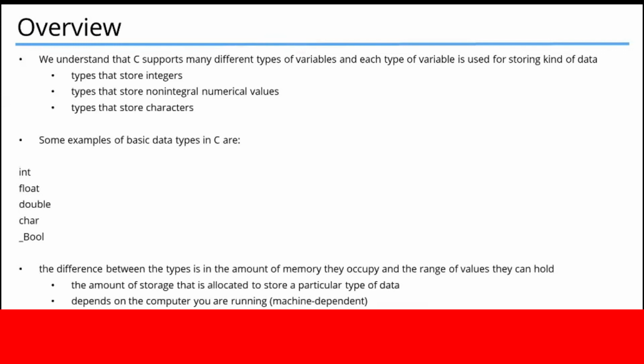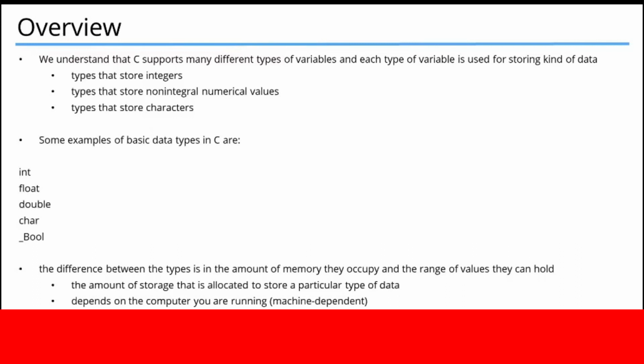So the difference between these types is the amount of memory. That's all specifying the data types is about. It's about the memory that needs to be allocated, and it varies depending on what type of architecture you have. But the memory and the amount is going to determine the range of the values that can be stored. So the amount of storage that is allocated to store a particular type of data is important to the compiler.